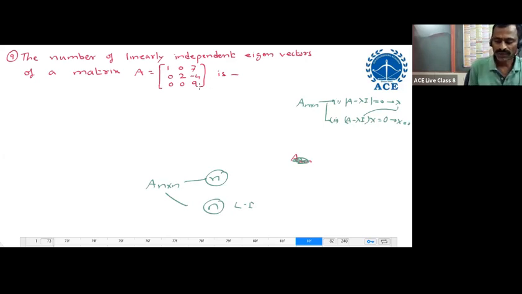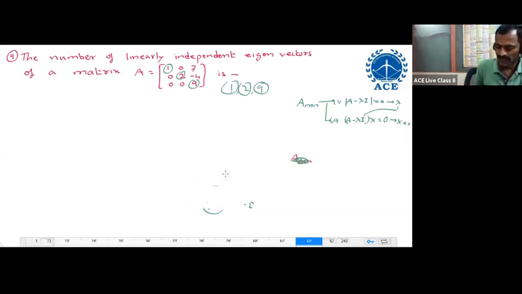Now for this given matrix, we can write the eigenvalues directly because it is an upper triangular matrix. Its eigenvalues are 1, 2, 9. Here all eigenvalues are different, not the same. So whenever eigenvalues are different, directly we can write the answer. If a 3 by 3 matrix has 3 different eigenvalues, then it will have 3 linearly independent eigenvectors only. That's it. 3 is the answer.